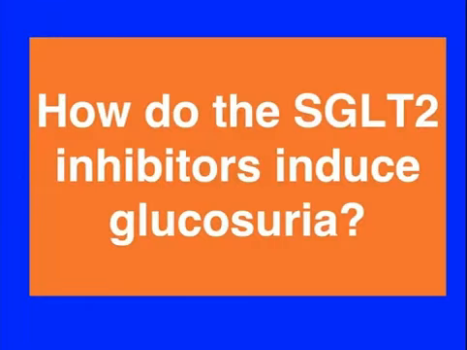So how do they induce glucosuria? Remember, the SGLT2 transporter is responsible for 90% of the filtered load of glucose. So we would like to block this reabsorption by the SGLT2 transporter, and in doing so, we can enhance the excretion into the urine.